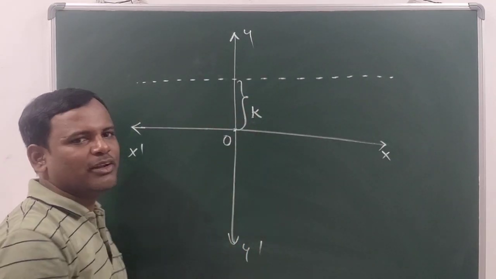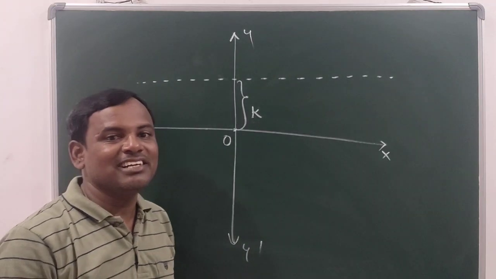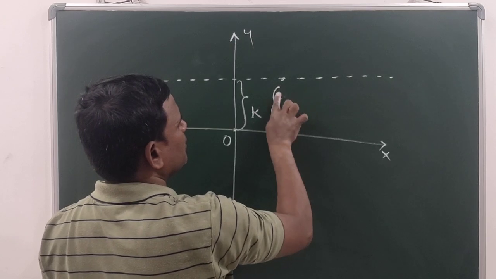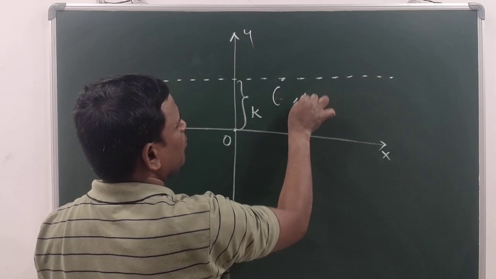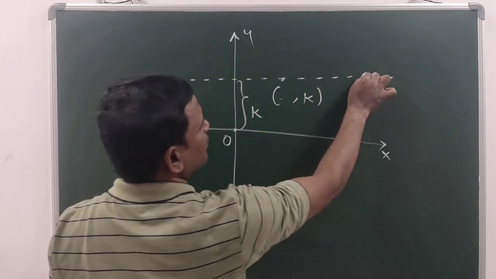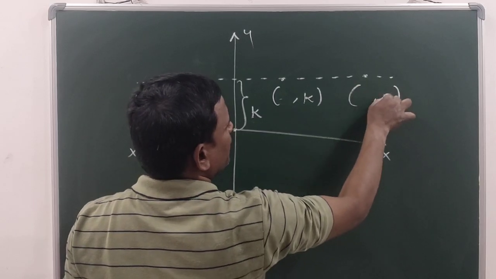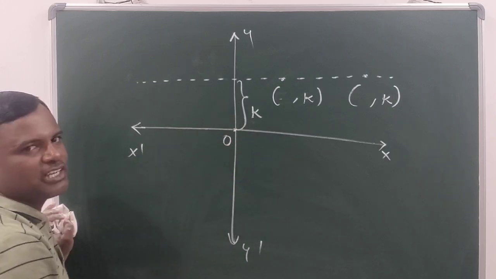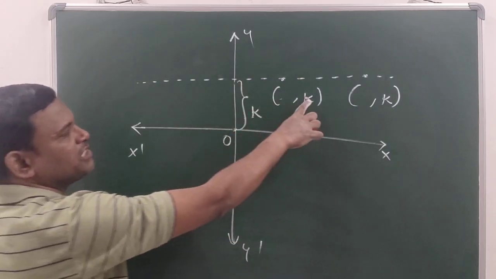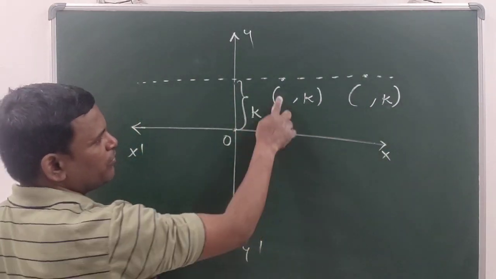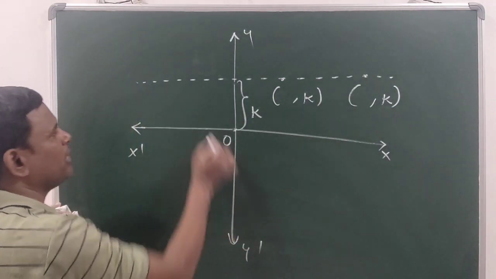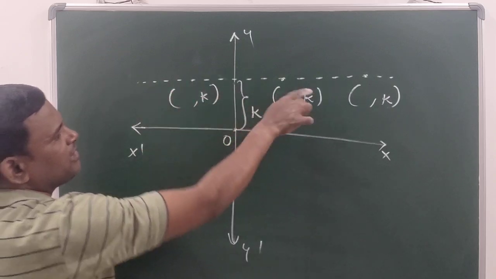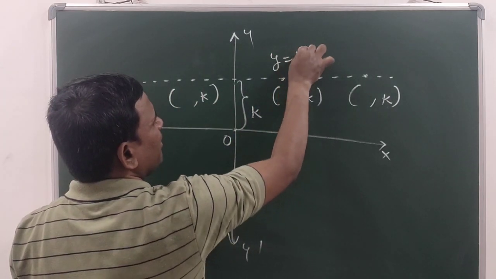Now it is a horizontal line, no? So you know, on the horizontal line, the y coordinate of every point is the same, because that is moving k units away from the x-axis. This distance represents the y coordinate, no? So you will observe the difference in the x coordinate, but the y coordinate of every point is k only. Hence, the equation of this line is y equal to k.